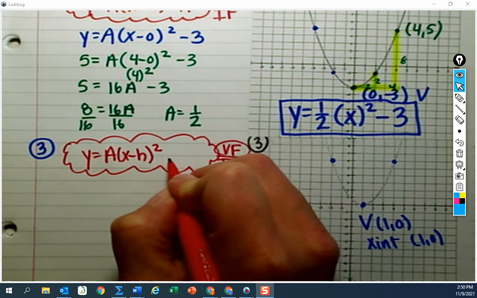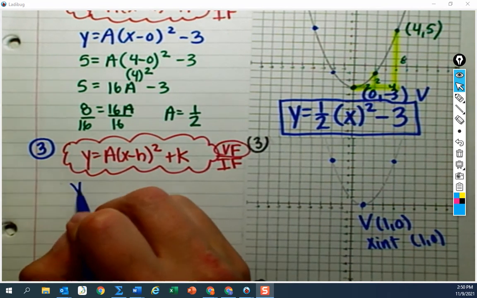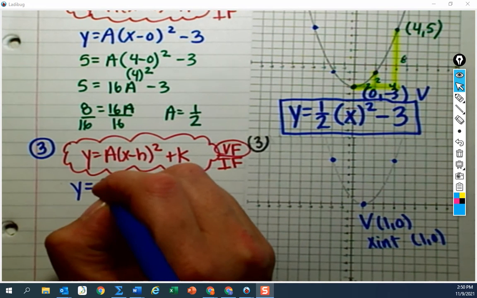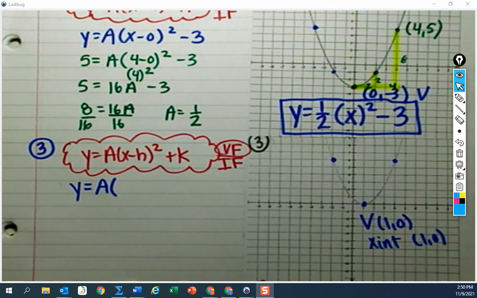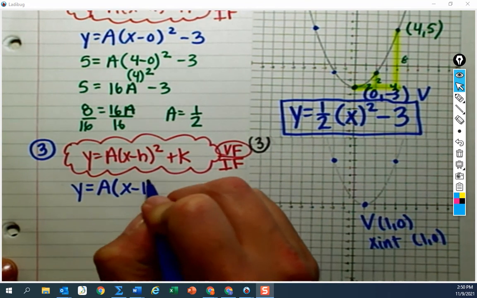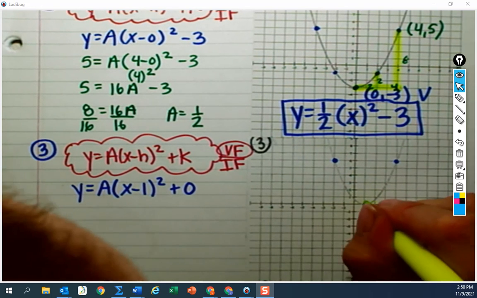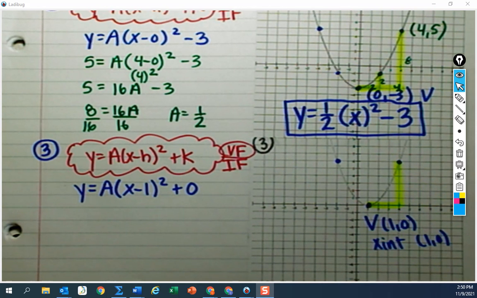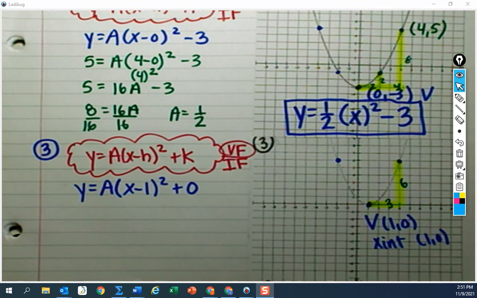x minus h squared. Okay, so I've got my vertex, so I'm going to plug it in. This is one of those examples where it's a little bit weird. I don't know what the a value is. I know it's positive because it's concave up. (x minus 1) squared plus 0. Could you just write nothing since it's plus 0? Oh, yeah, you could just write nothing. So this is 3 and this is 6. It's supposed to be 9, but it's 6.